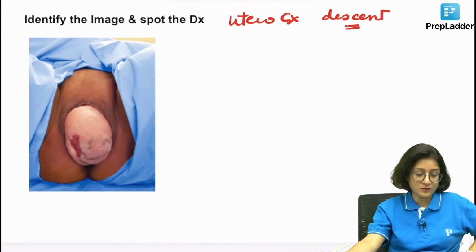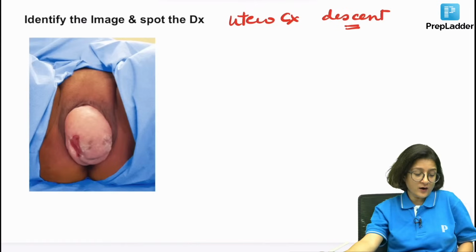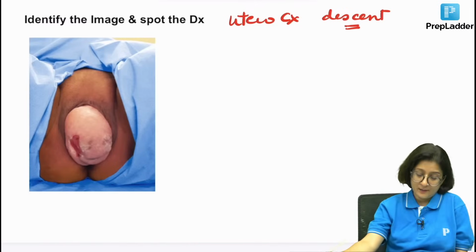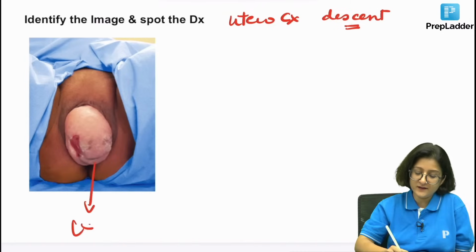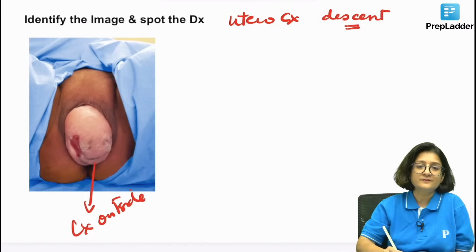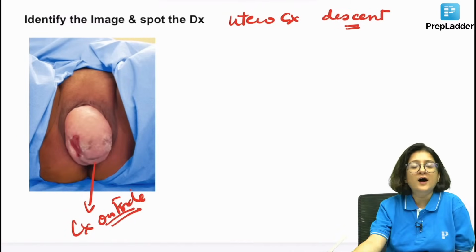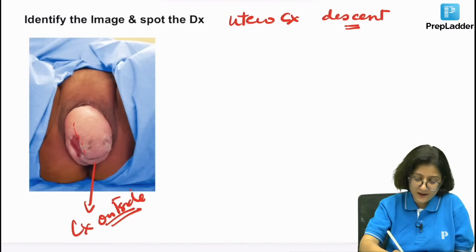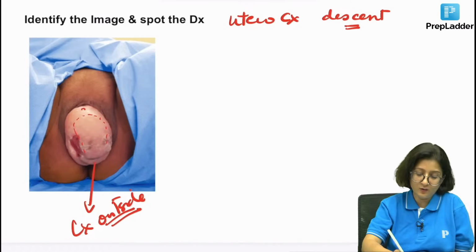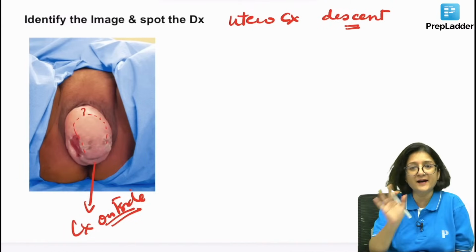So this is uterocervical descent. Whether or not it is procidentia, I don't know. By looking at the image, I don't know if it is procidentia. All I know is that the cervix is outside. That much I know. For sure it is 3rd degree uterocervical descent. But I don't know if the fundus is out. Is the fundus out? Just by looking at the image, I don't know.